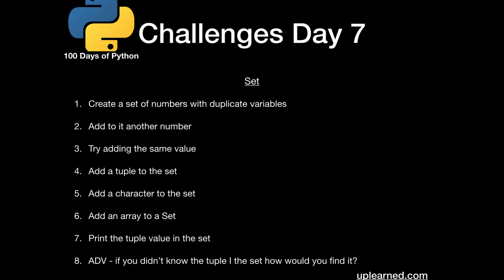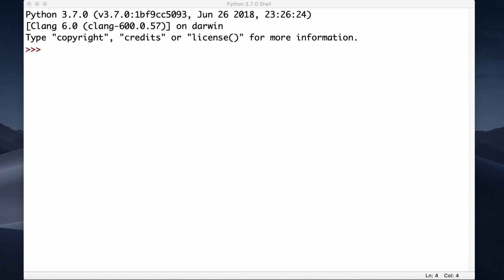So firstly, how do we create a set of numbers with duplicate variables? Okay, let's try that out. Now a set uses the curly brackets. So let's type in my set, big S equals, and you do curly brackets. And the challenge was to make a set with duplicate variables. So I'm going to make an int set, and let's put a duplicate of 2 in there, press enter.